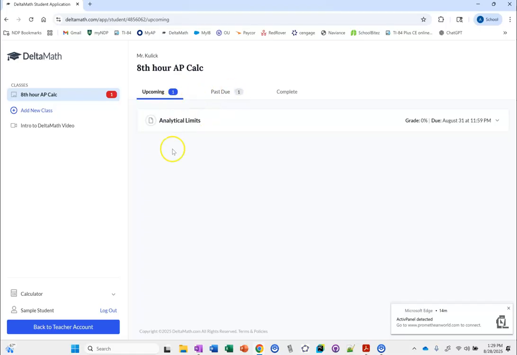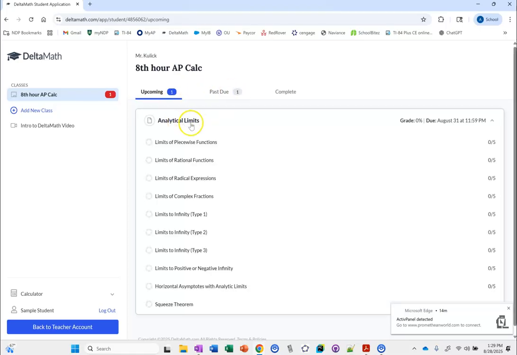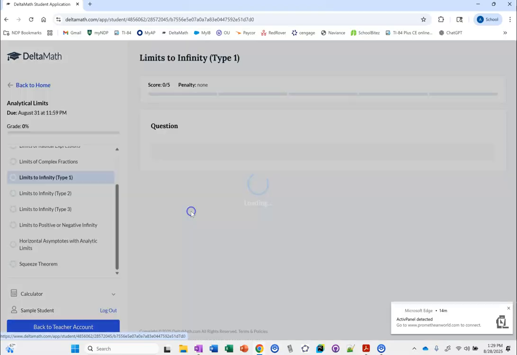You're looking at the analytical limits, and we're looking at limits to infinity. Any of the types is probably fine. Just any, yep, I'm sure I understand.